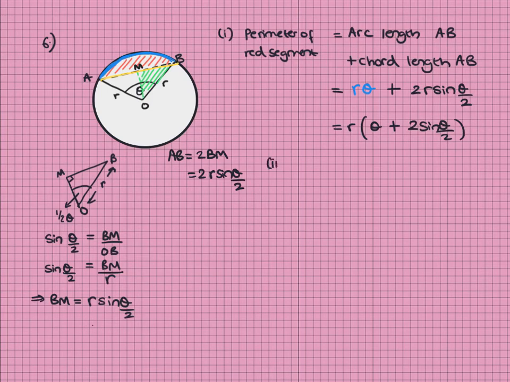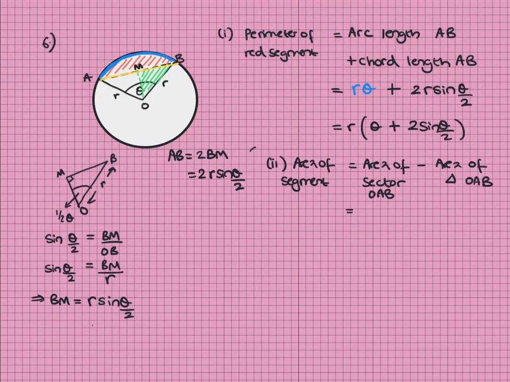The second part of the question asks us to work out the area of the shaded segment, and the area of the segment is of course equal to the area of the sector minus the area of the triangle. So the area of the sector OAB minus the area of the triangle OAB.